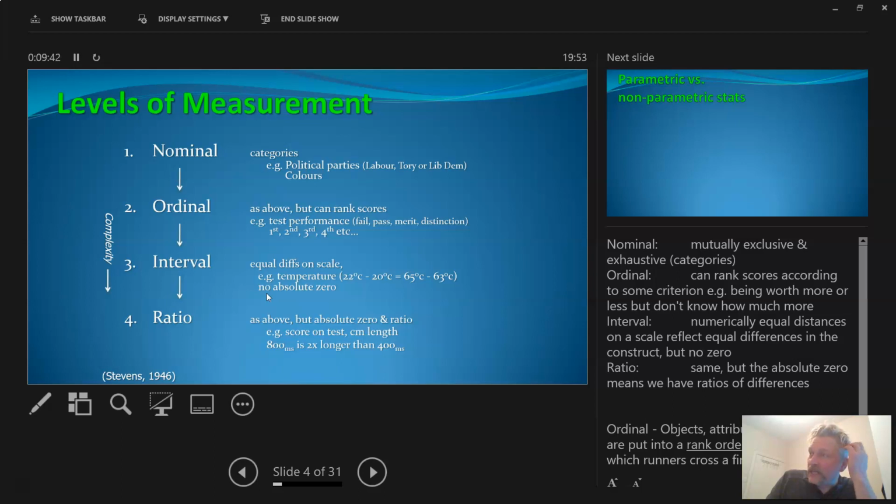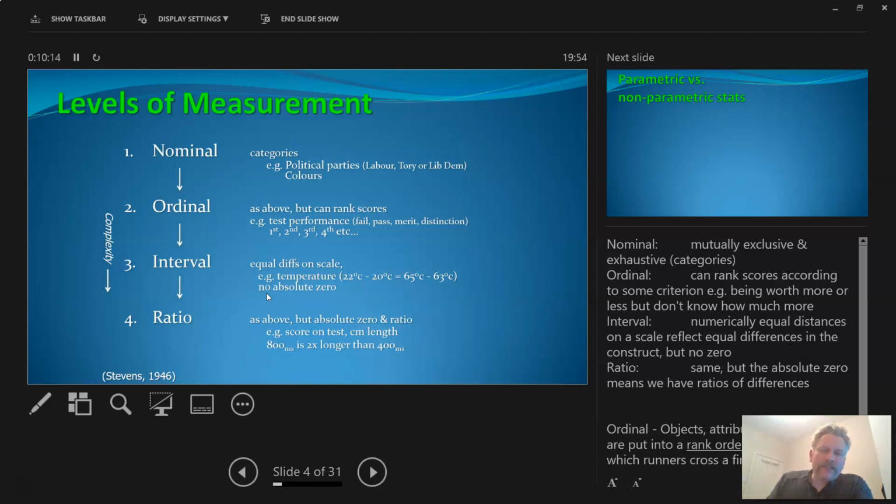If you think of test performance, if we use categories, they could have, in terms of your master's degree, for instance, fail, pass, merit, and distinction. And we know that one is better than the other. And so you think of questionnaire measures that use a Likert scale, which is something we'll talk more about in a future session. That is typically reflective of ordinal level variables.